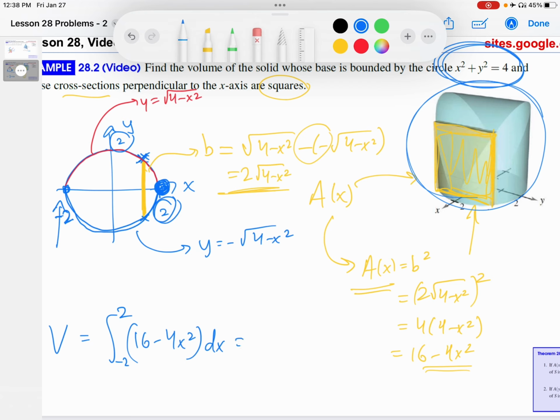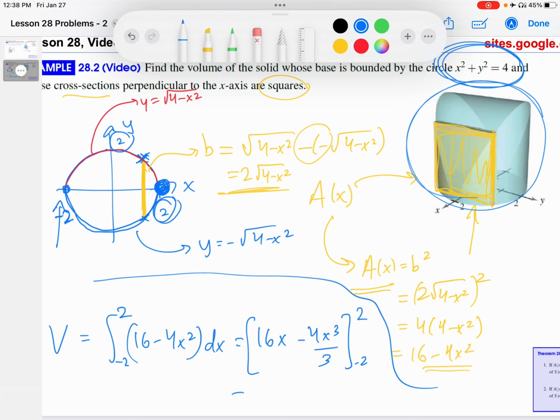This one is pretty straightforward to do. We don't need any fancy integration techniques or anything, right? This integrates to 16x minus 4x cubed over 3, evaluated from -2 to 2. And I will save you all the arithmetic here and just tell you that this ends up being 128 over 3, which therefore is the volume of our solid.